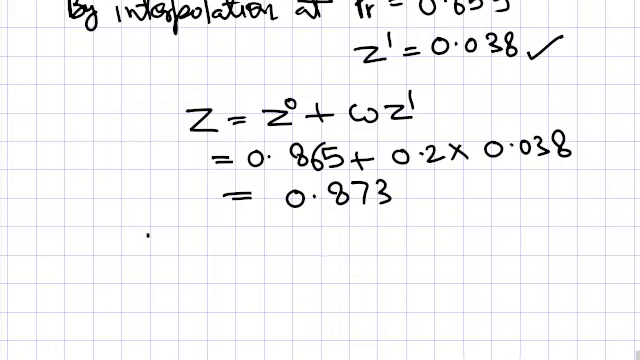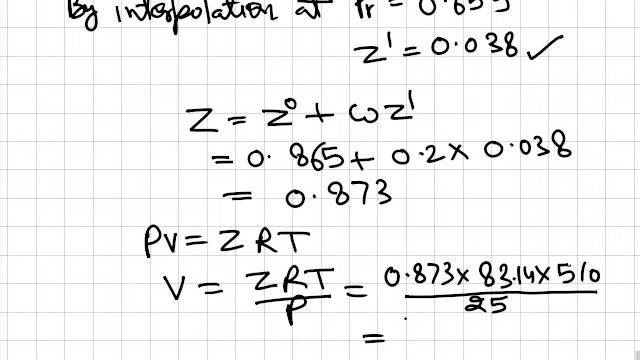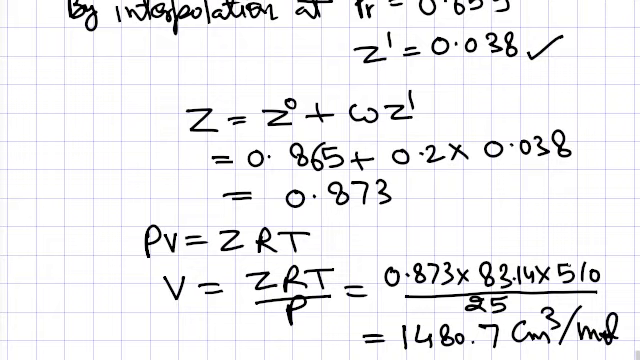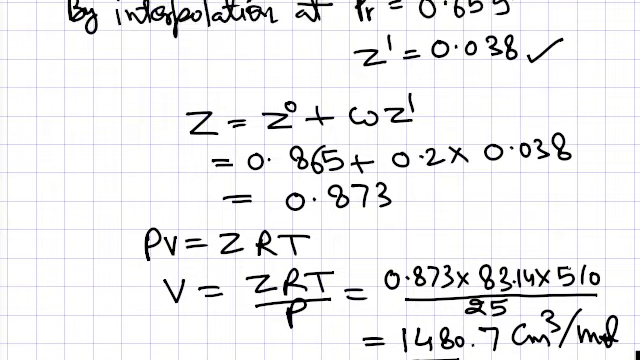Now you will apply the formula PV is equal to ZRT, and to find the volume is your aim. Put all the values, I have put them, and when you calculate it you will find it to be this many centimeter cube, and it is for 1 mole, so I am writing this also. So this is your volume that you have calculated with the help of the generalized correlation for compressibility factor.